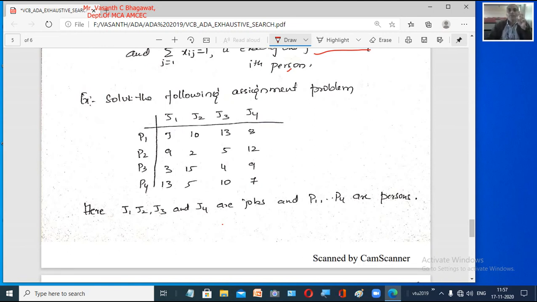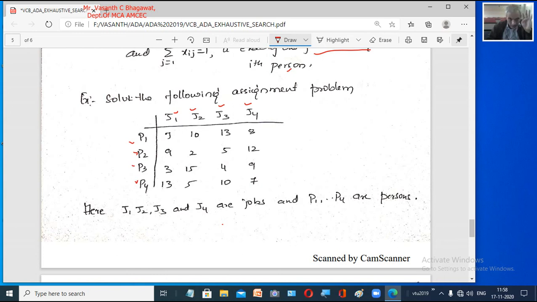Table is given for us. Now you can see here there are 4 jobs, J1, J2, J3 and J4. 4 jobs are there and 4 persons are there, P1, P2, P3 and P4. And this is the cost matrix. So cost matrix is C of ij.